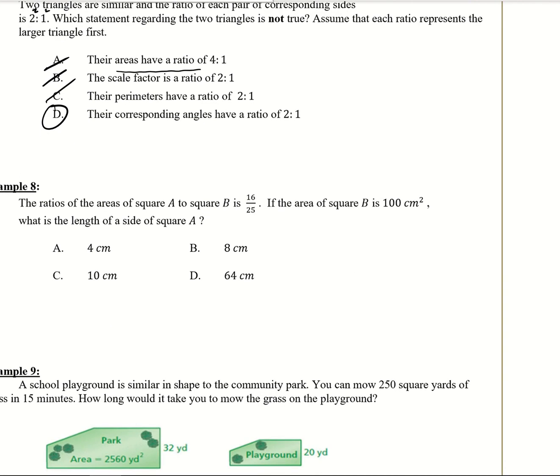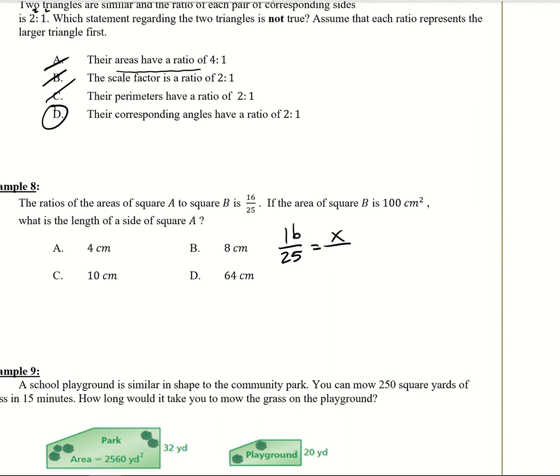The ratio of areas of square A to square B is 16 over 25. If the area of square B is 100, so B is on the bottom, what is the length of a side of A? So we need to find the area of A and then square root the area once we've found it. So we already have the ratio of areas.